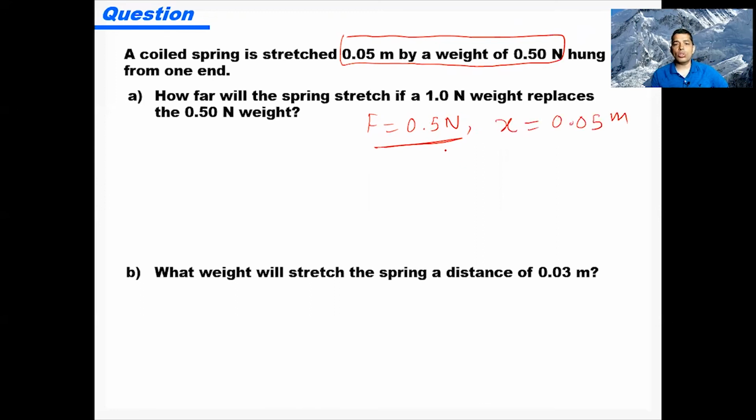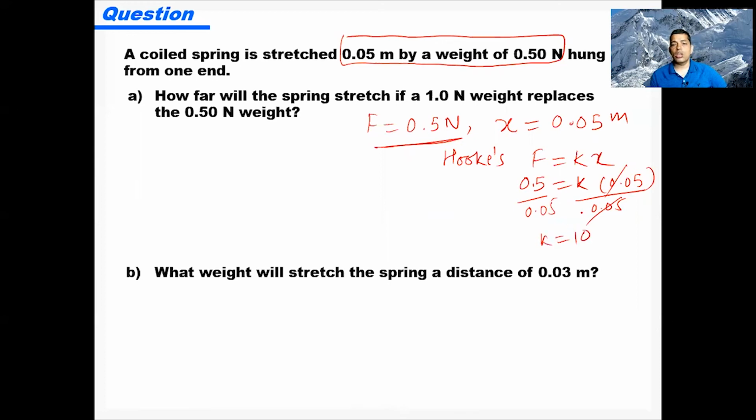So let's use Hooke's law. If you use Hooke's law, can you find the spring constant? So F is 0.5, then k is k, x is 0.05. You divide both sides by 0.05. How much do you get? You get 0.5 divided by 0.05, so k is 10. What is the unit? The unit is Newton per meter.